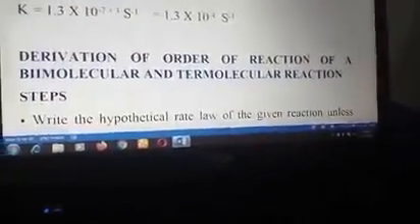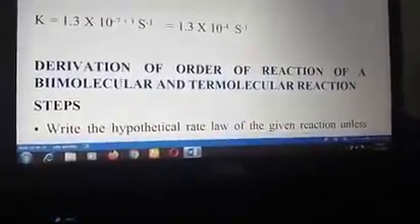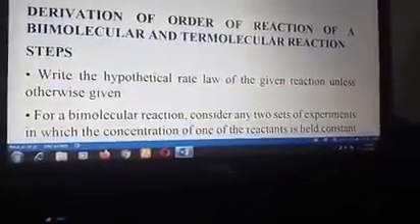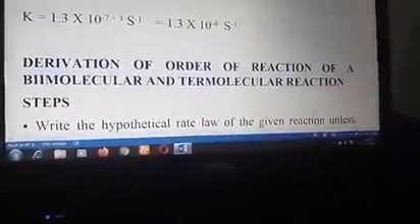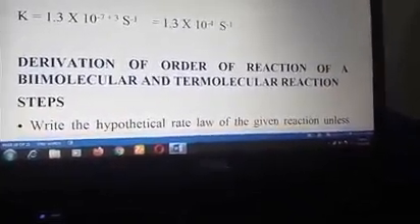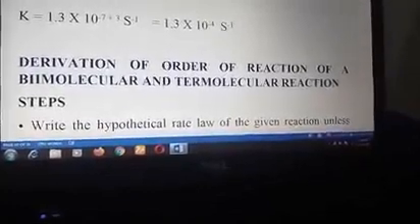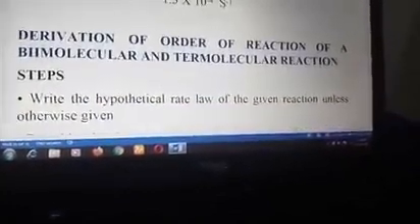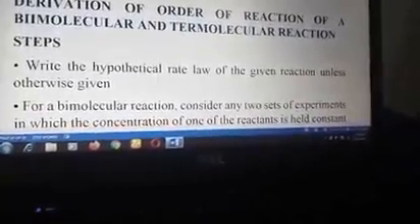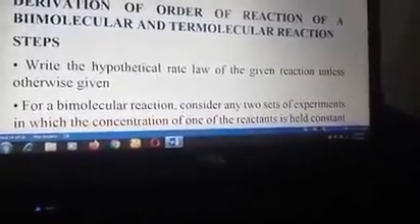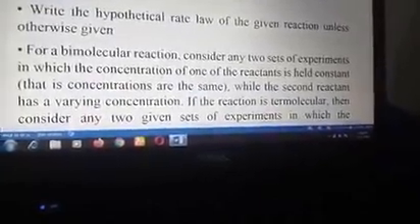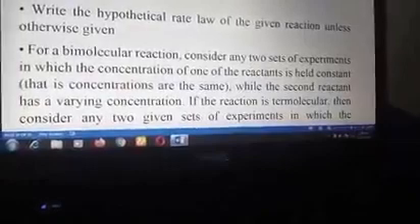We now move over to derivation of order of reaction of a bimolecular and termolecular reaction. The first two examples we considered were derivations of an order of reaction of a unimolecular reaction, but this time around, we're talking about a bimolecular reaction. So what do you do? Number one, write the hypothetical rate law of the given reaction unless otherwise given to you. Just like in the first example, for a bimolecular reaction, consider any two sets.